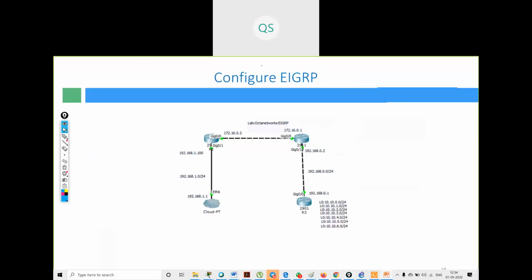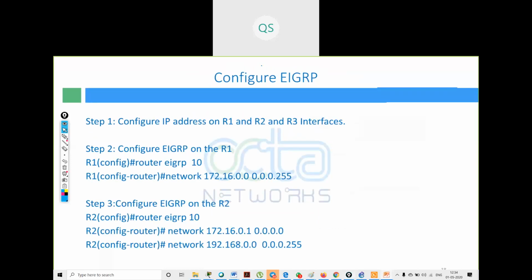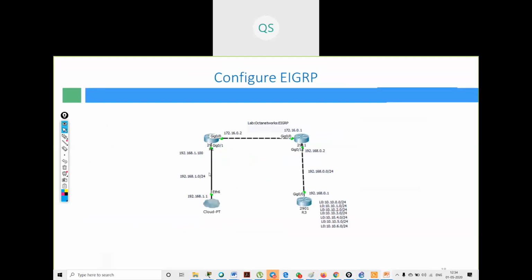So if you want to configure EIGRP, what is the command that you have to give? Configure EIGRP on R1. Suppose this is my topology. This is my 192.168.1.0 network, this is my 0 network, and here it is my 172.16.0.0 network. Here there are my loopbacks, 10.x networks, /24.